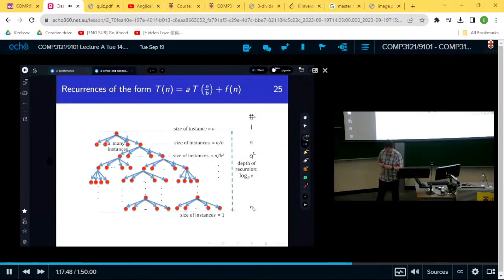So basically, the master theorem will have three cases. Actually, let's get back to this picture later.